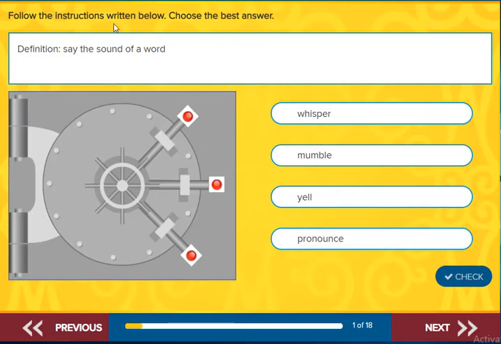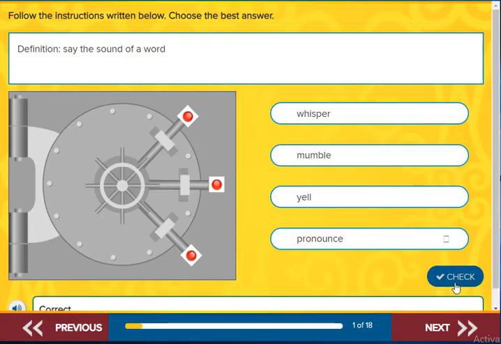Follow the instructions written below. Choose the best answer. This is the definition: say the sound of a word. So which word is it? Whisper, mumble, yell, or pronounce? Which word means say the sound of a word? Is it whisper, or mumble, or yell, or pronounce? And the answer is pronounce. That's correct. Fantastic!